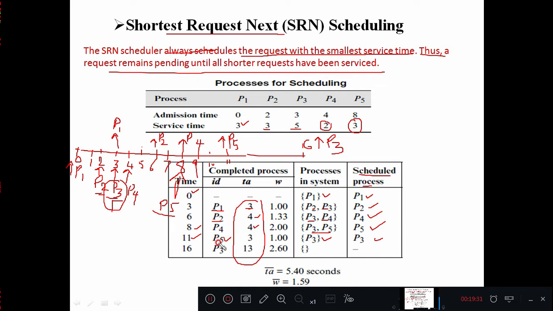Next finished process or completed process is P5. It is exiting at 11 and entered at 8. So 11 minus 8 is 3, right? Next, the last one, P3, exiting at 16 and entered at 3, so 16 minus 3 is 13. So similarly you calculate turnaround times and the mean of weighted turnaround times.